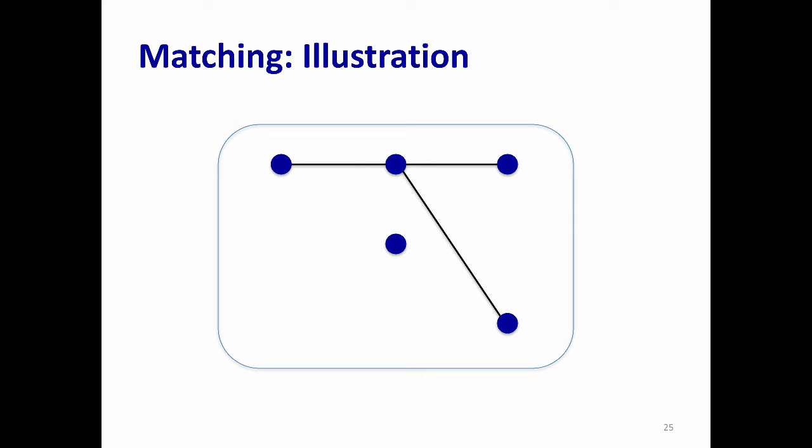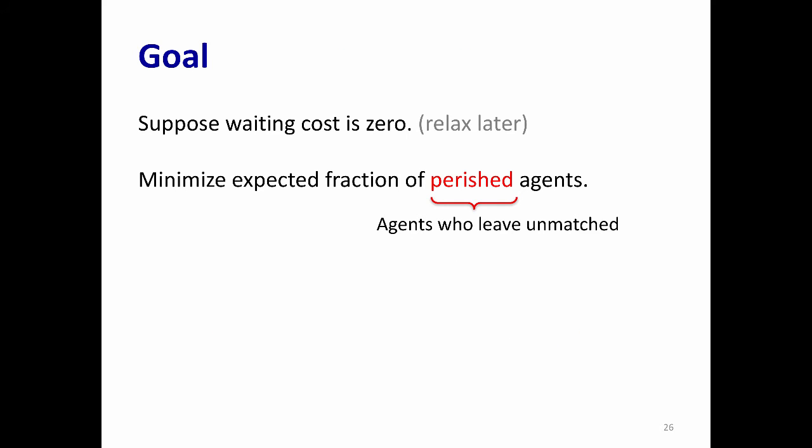In order to see what is a good or a bad matching algorithm, we have to actually define the objective, and that's exactly what I'm going to do now. What is the objective of the planner? For now, let's actually stick to the following assumption. Suppose waiting cost is zero. So suppose agents don't care about when they get matched. We are going to relax this later, either in these talks or in the paper you can find it.